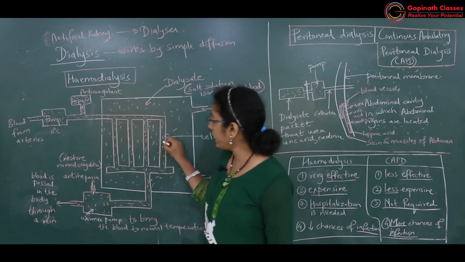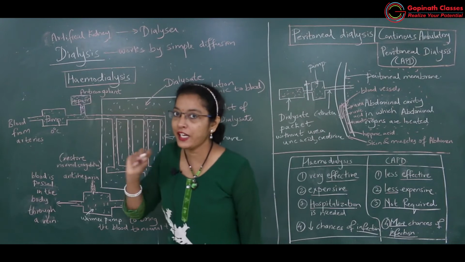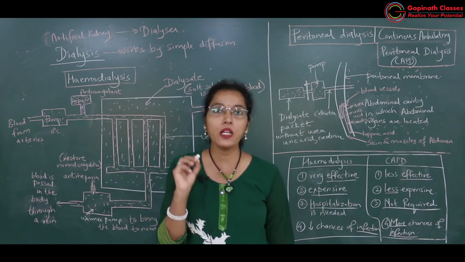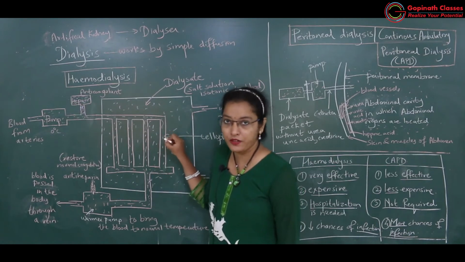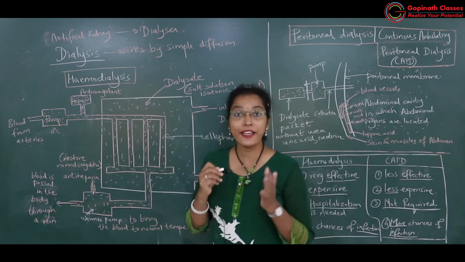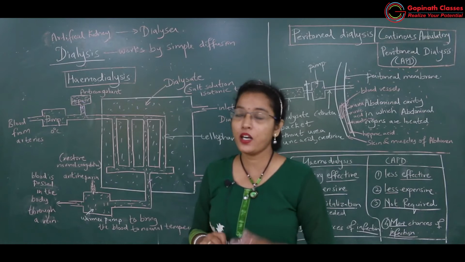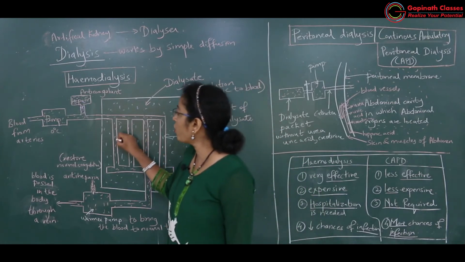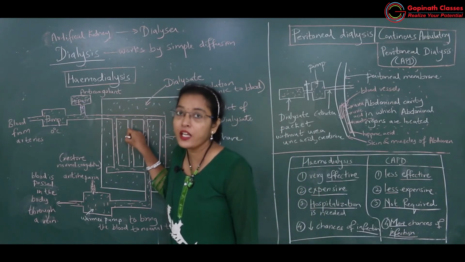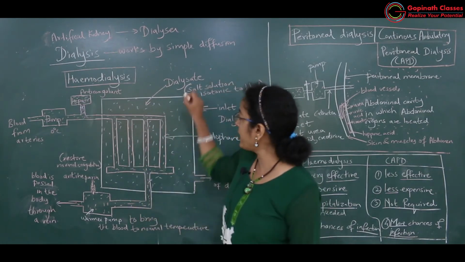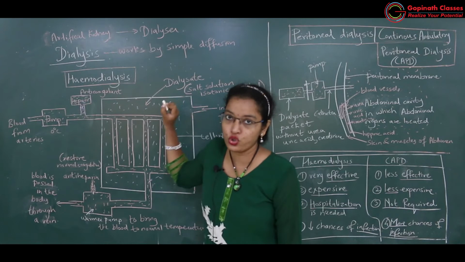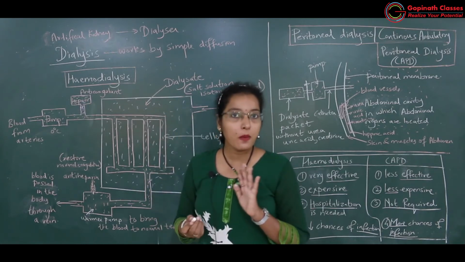Okay, got it? And this cellophane is lined by a semi-permeable membrane. उसका wall जो रहता है वो semi-permeable रहता है, so that whatever excess is present in the blood will enter through this semi-permeable membrane into the dialysate. Okay, dialysate में क्या है? Salt solution which is isotonic to the blood.